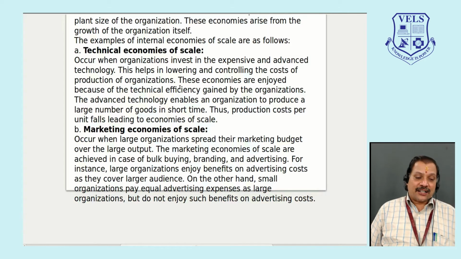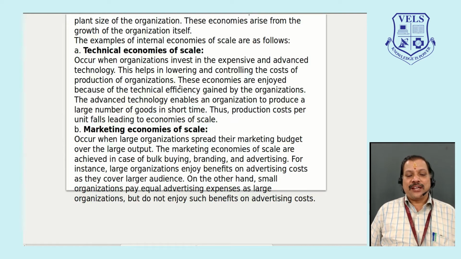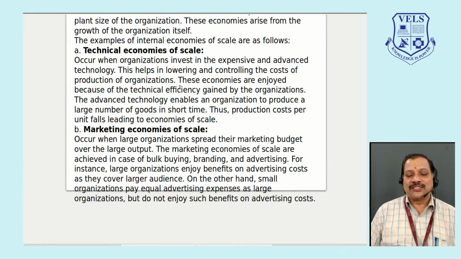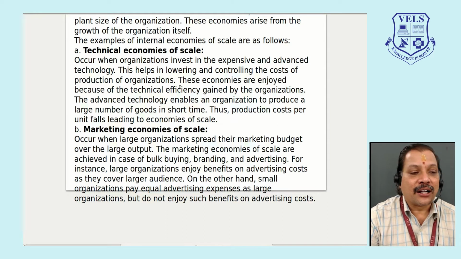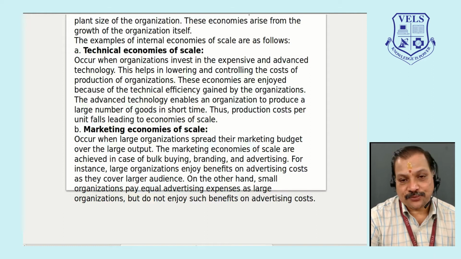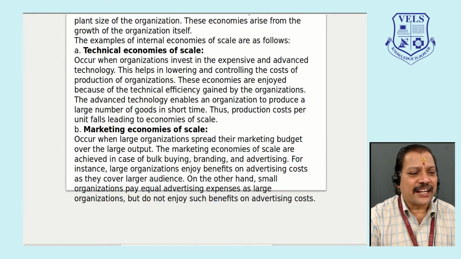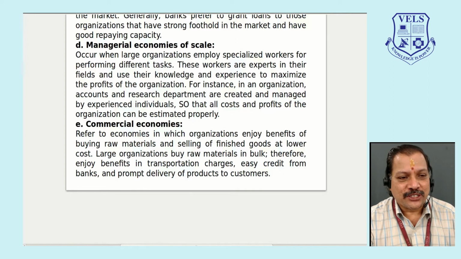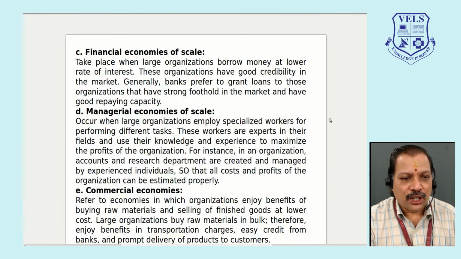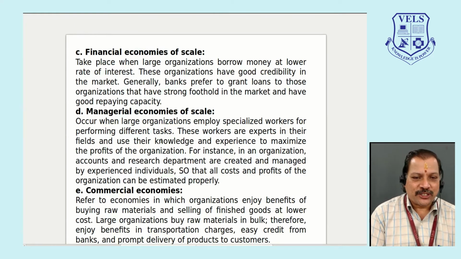On the other hand, a small organization pays an equal advertising expense to a large organization but does not enjoy such a benefit of scale on advertising cost. So this is the second internal economy of scale. Let's move to the third one. It's called financial economies of scale.